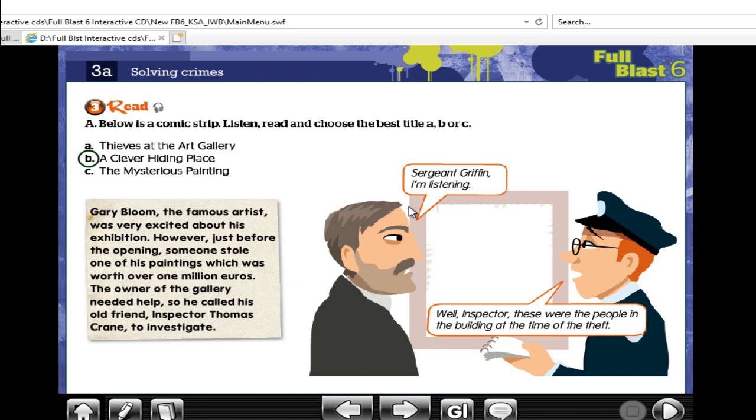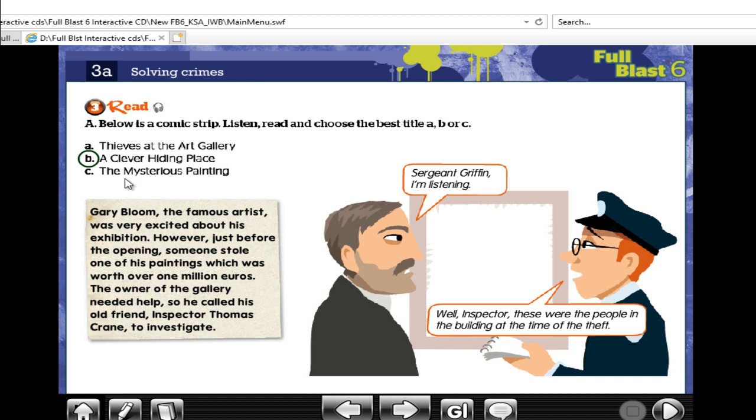Now let's read to help you recognize the meaning of new vocabulary. Gary Bloom, the famous artist, was very excited about his exhibition. So the word excited, what does excited mean? Excited means happy, being happy. And exhibition means paintings and photographs that people can see in a gallery.